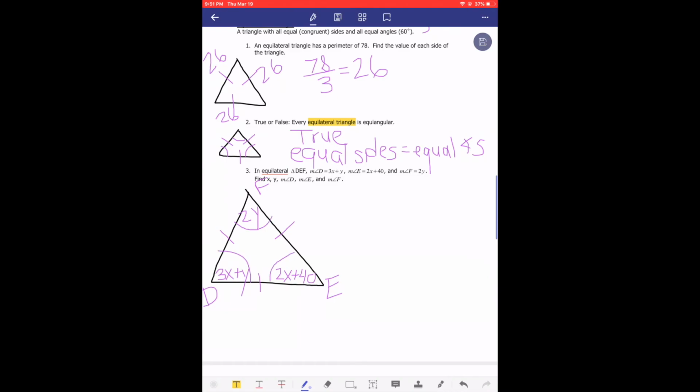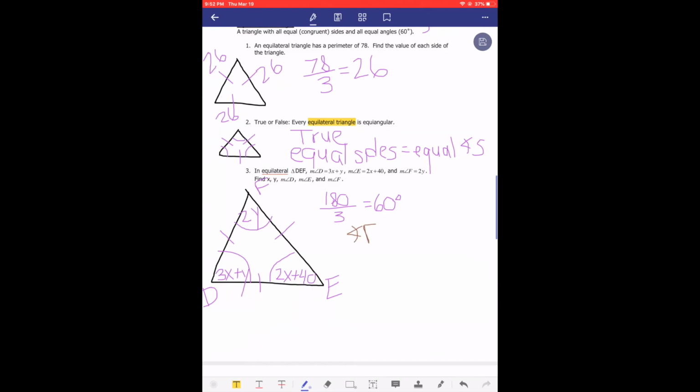This problem looks a little bit tricky because we have multiple variables for each angle. However, if you think about it, all of these angles are congruent. So I know that a triangle adds up to 180. If I divide that by 3, that would give me 60. That means that all of them individually are 60 degrees. So I'm going to take angle F because angle F looks the simplest. It only has one letter.